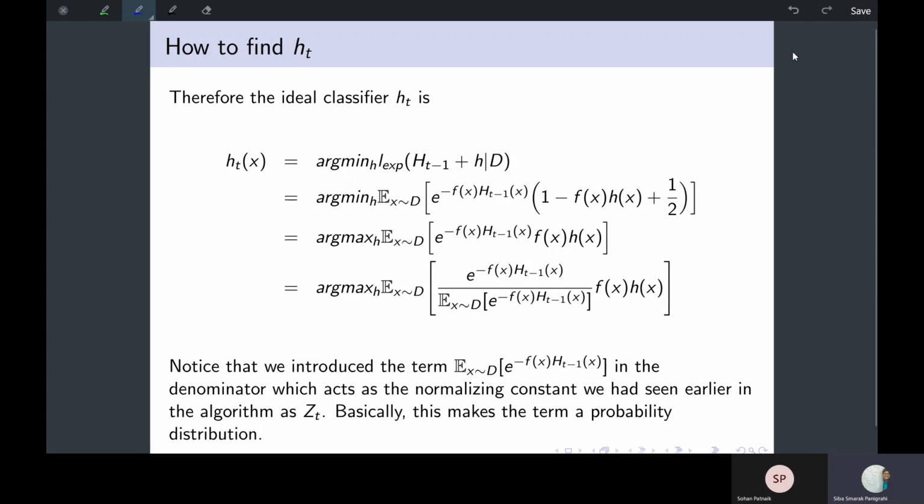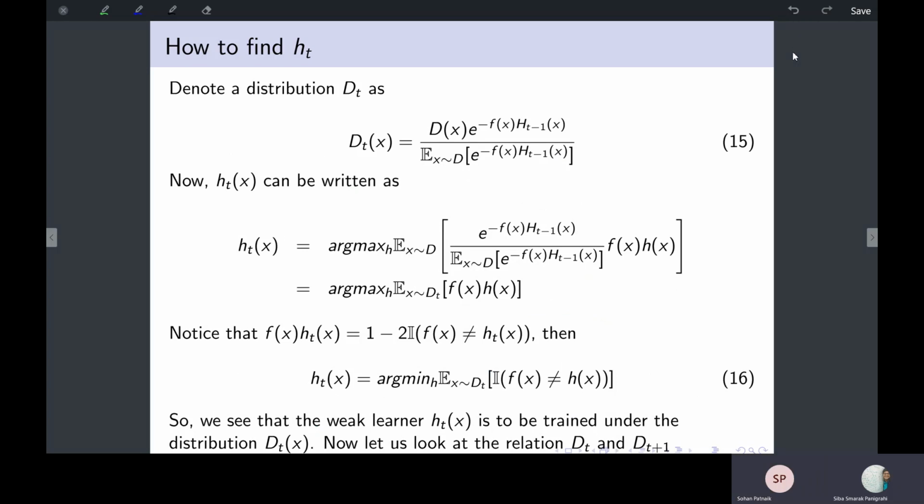Now, 1 plus half is 3 by 2 minus this f(x) h(x). If we take the minus outside, then this argmin should become argmax over h. Inside is e to the power minus f(x) H(t-1)(x), the combination of all previous ensembles, into f(x) into h(x). Now we are dividing it by some huge term. So what is this basically? This is a simple normalizing constant to convert this thing into a probability distribution. We have seen the term Zt earlier in the AdaBoost algorithm, and this Zt is acting like that. So this is about how to find HT. Now we will see how we can simplify this. Over to Sohan.